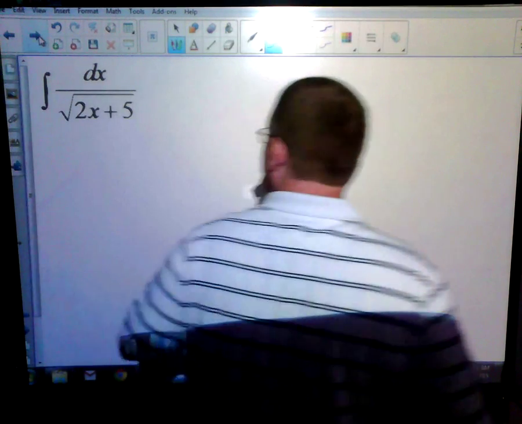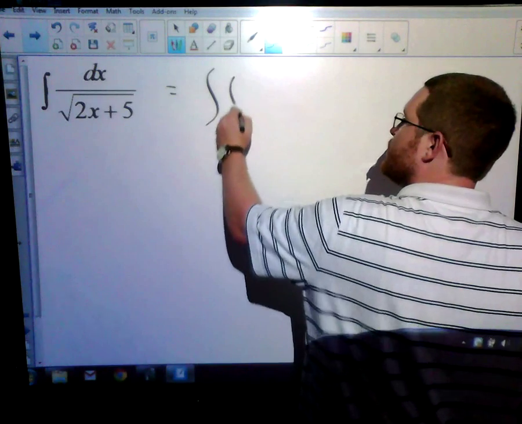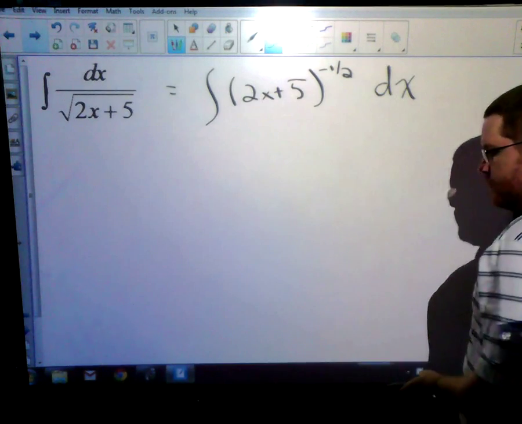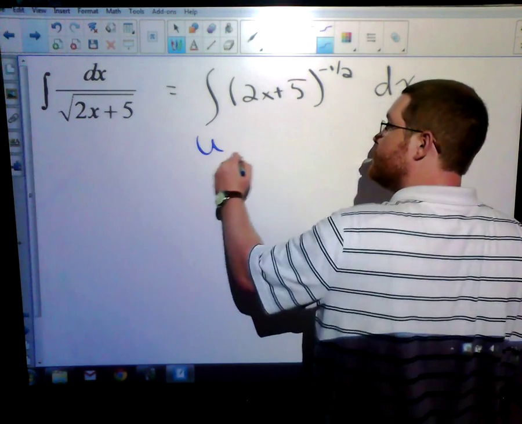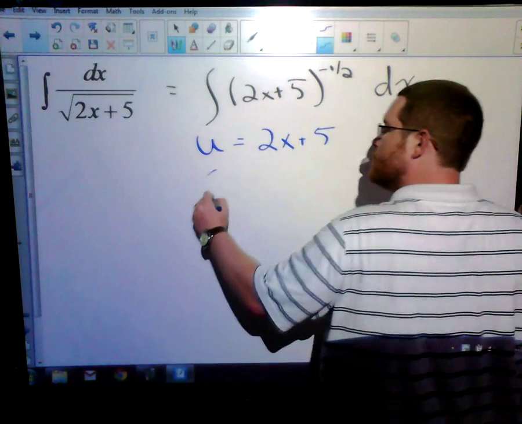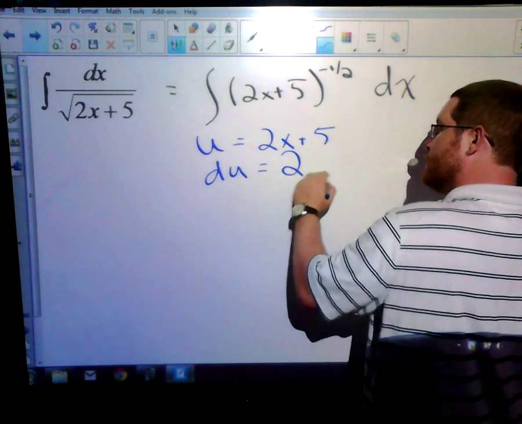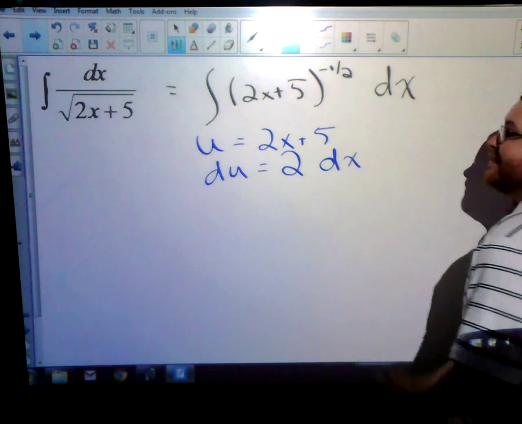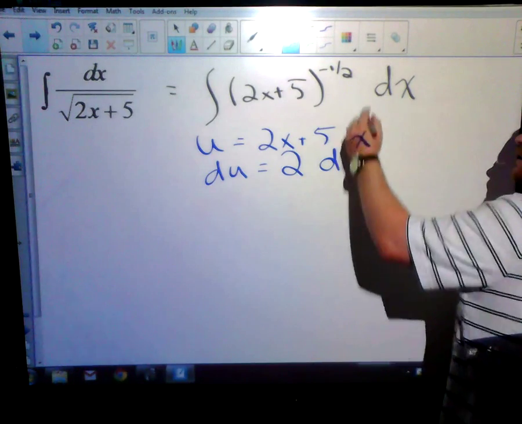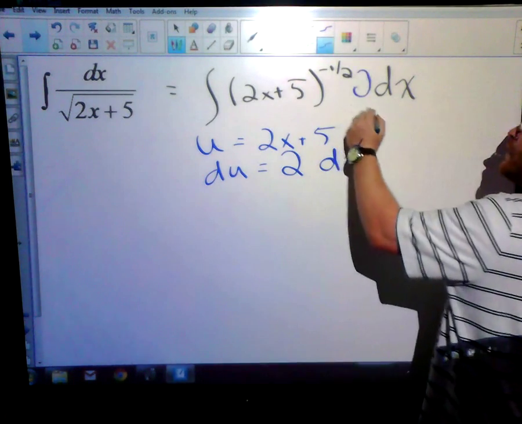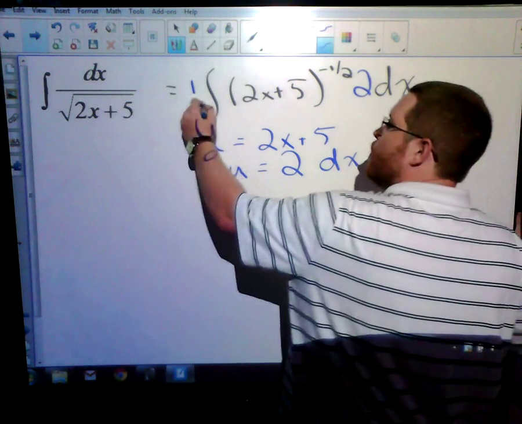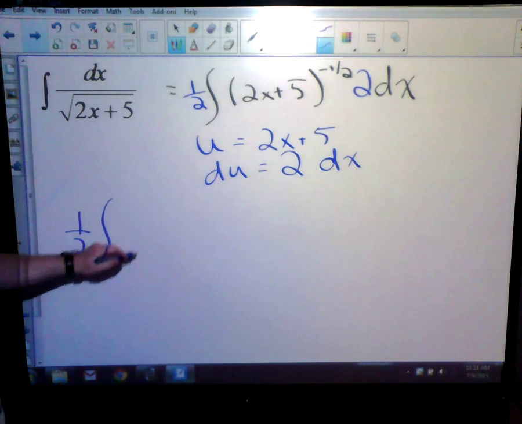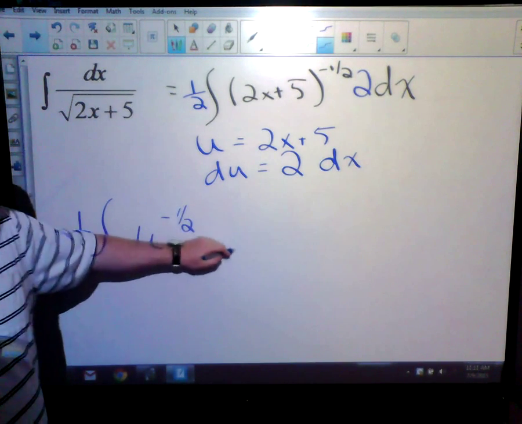People struggle with this until I rewrite it. That is (2x plus 5) to the negative 1/2 dx. What's u? 2x plus 5. What's du? 2 dx. Do I have du? No. Can I make du? Yep. As long as I put a 2 here, then I have du. Balance it out with a 1/2 out front. So now I have 1/2 the integral of u to the negative 1/2 du.